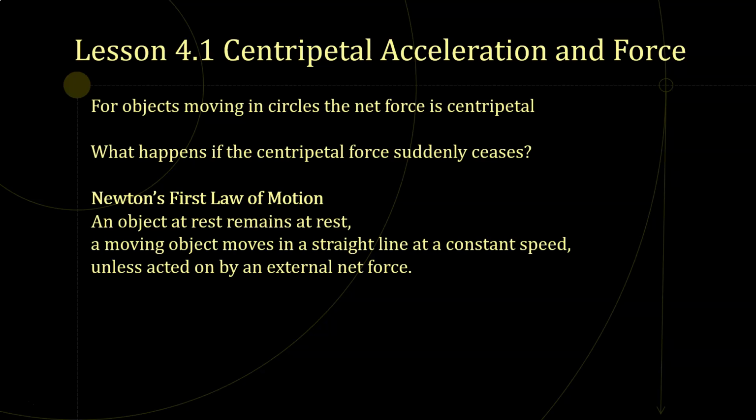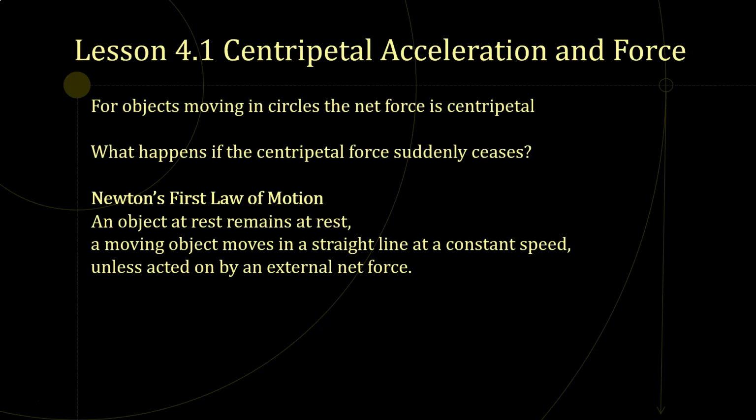Now again, previously we talked a lot about what happens to that speed as the result of an external net force: an object speeding up or slowing down as a result of a force in the line of motion. Now we're talking about what happens when there's a force perpendicular to the line of motion. The object is no longer going to move in a straight line. It's going to change direction.